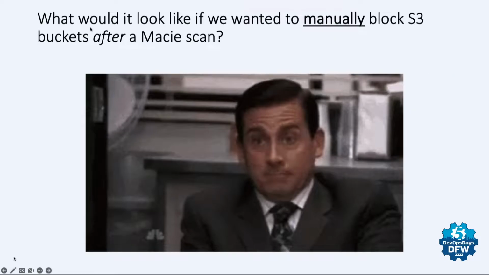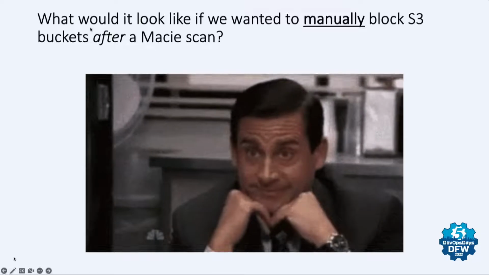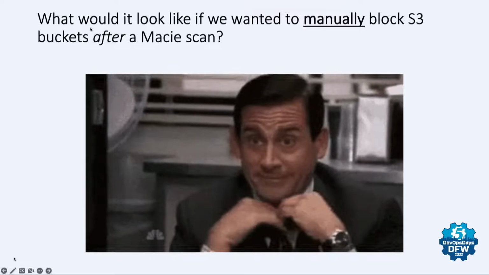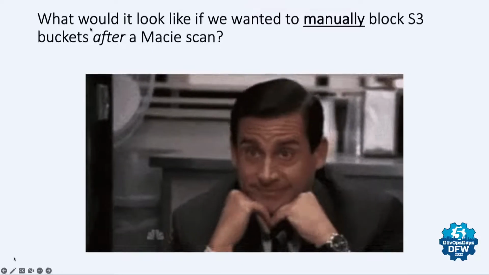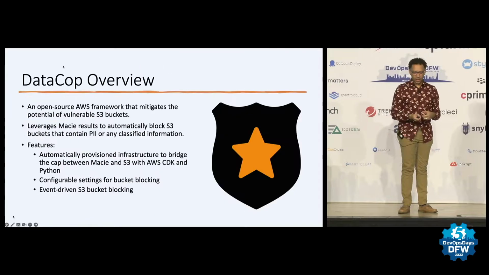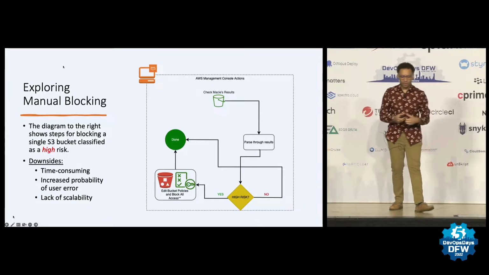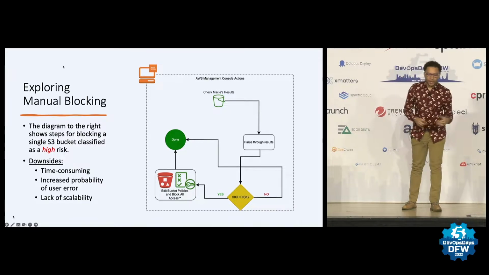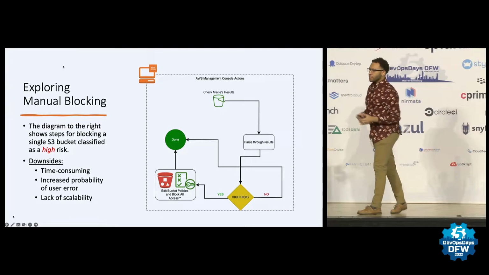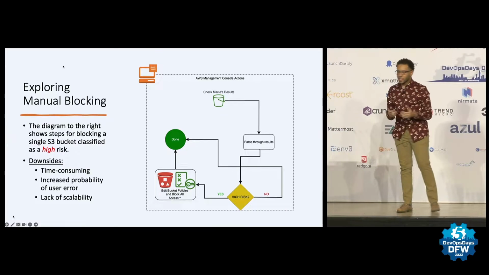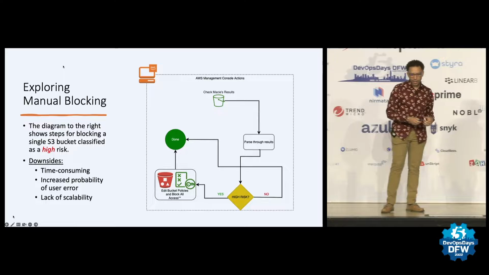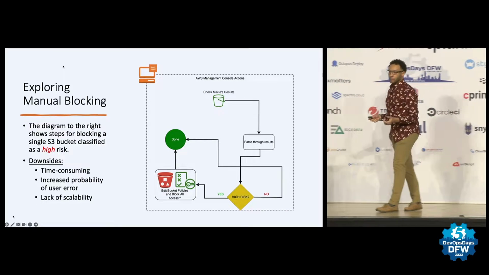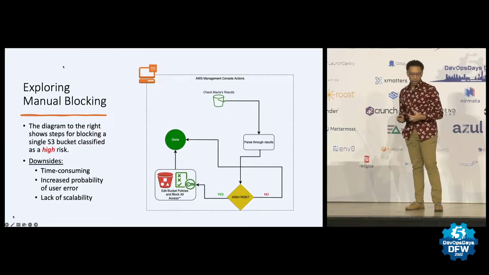So the question that you guys think is, if we wanted to manually block those S3 buckets after a Macie scan, what exactly would that look like? And then this is where we get into exploring the manual blocking, right? So let's say we have that high risk, and we want to block those buckets that are of a high risk. The first thing that the security engineer is going to do is check the Macie's results bucket, which is going to contain that JSON file.